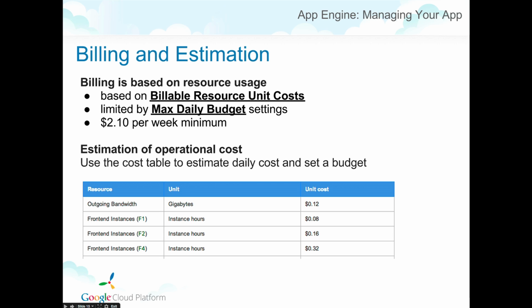Also worth noting is that if you have billing enabled, we'll charge you a minimum of $2.10 a week. And any usage that your app has will be subtracted from that. So for example, if you have $5 in usage, you only pay $5 because that's more than $2.10. If you have 0 usage for that week, you'll still be charged $2.10.